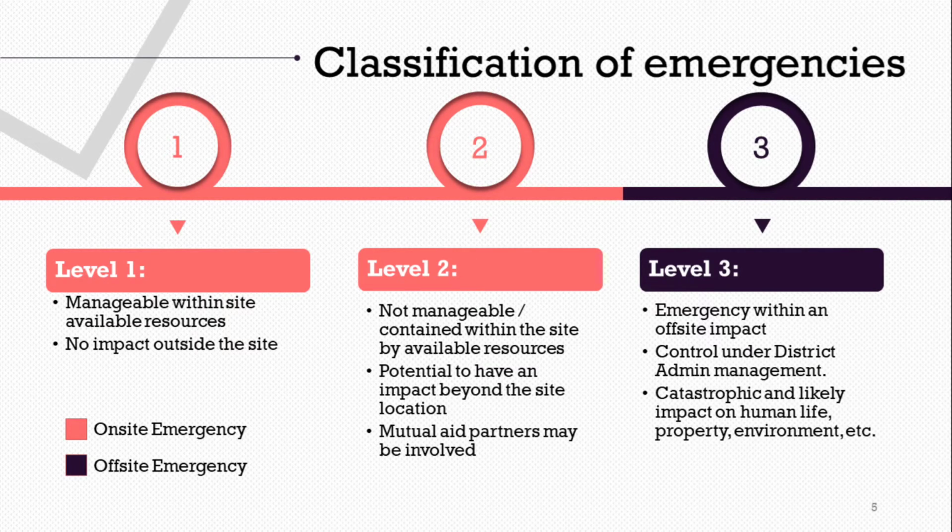In level 3, there is an emergency with an offsite impact. They are controlled under district administration management. They are catastrophic and likely have the potential to impact human life, property, environment, etc.